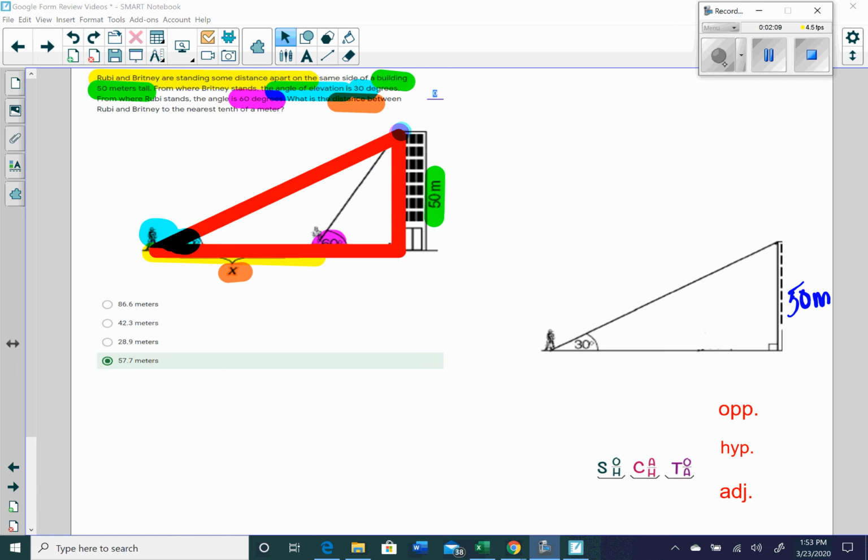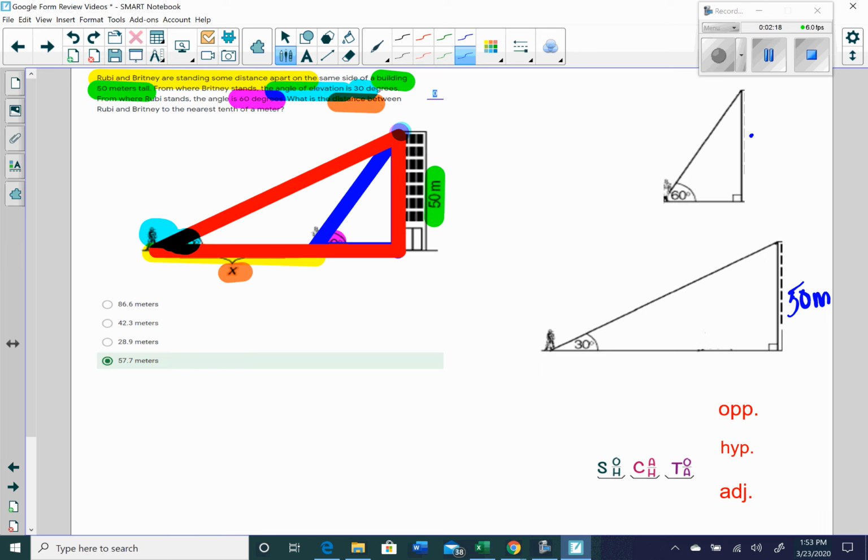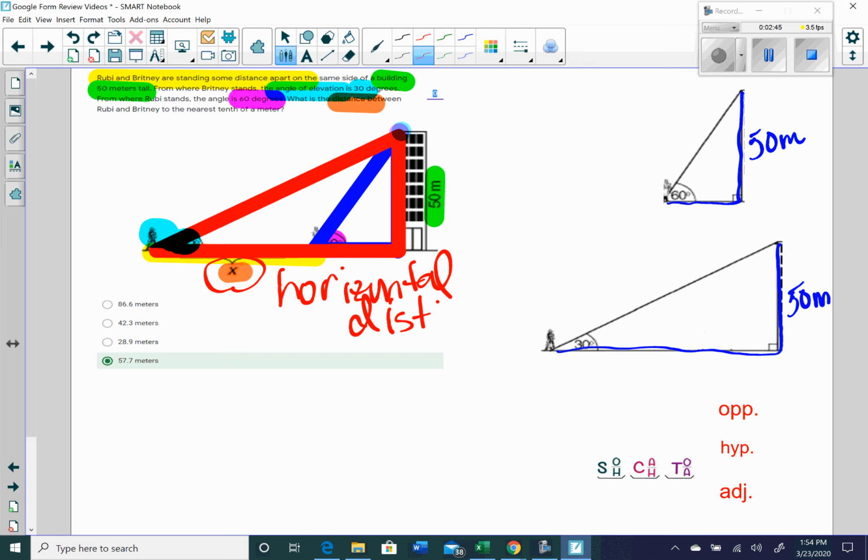Then there is another right triangle formed if you look from Ruby's perspective, where she is 60 degrees up looking along that 50-meter wall. Both of them, you can see, are forming right triangles because the height is always perpendicular with the ground in these problems. So that's why it's making that right angle there. All right? Now, we want to find x, and you can see that x is some type of horizontal distance. So it would really help us to know what the horizontal distance is for Ruby's and Brittany's perspective.